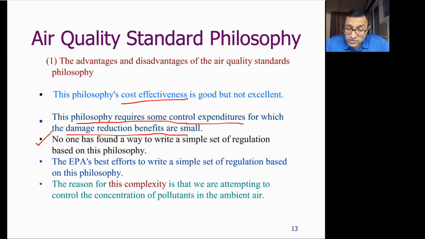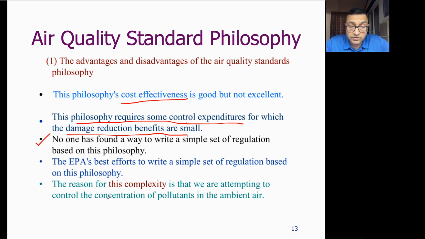Who are the different sources that are emitting in that area? There are multiple sources. What's the meteorology? What's the boundary layer height, and a lot of different things. All of those different factors make it hard to basically enforce, and we'll come to that as well, this philosophy of air quality standards. And so EPA has not written a simple set of regulations based on this philosophy.